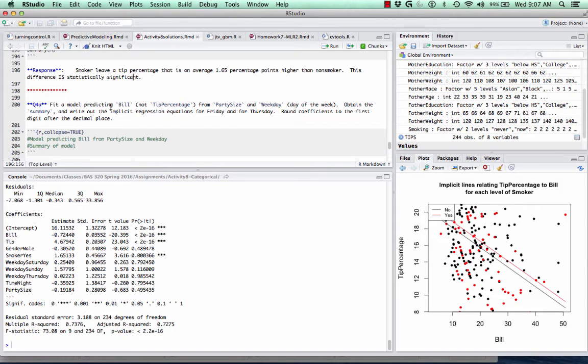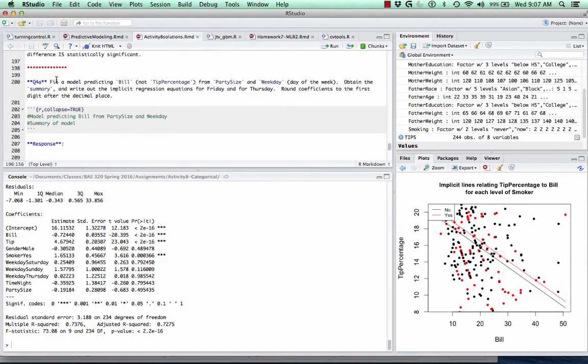Okay, question 4. A now asked us to fit a model predicting bill amount, not tip percentage, from party size and weekday. Maybe people spend more on certain days of the week versus other days of the week here. That's kind of interesting to look at. So let's see if people do spend more on some days of the week versus other days. Now, one thing that we know is that the bill amount is going to depend on party size. More people in your party, the more money is going to be spent. So we definitely need to account for differences in party size before really comparing the average value of bill between days of the week. So let's do this.